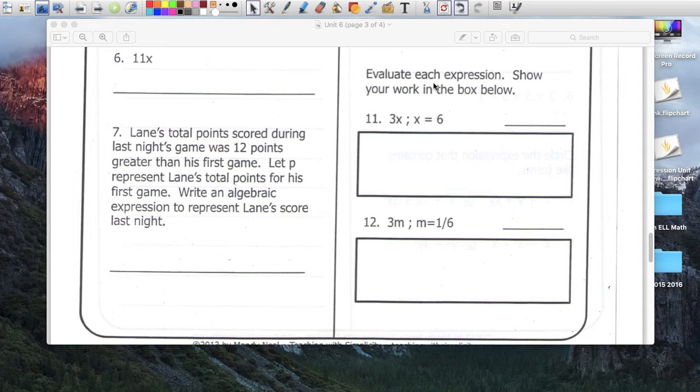Evaluate each expression. Okay, so the expression is 3x. 3 times x, and we know that x equals 6, so let's substitute, so it becomes 3 times 6, and the answer is 18. 3m, 3 times m, and m we're going to substitute with 1/6, so it becomes 3 times 1/6. So how do we multiply a whole number with a fraction? We can change this whole number to a fraction, making it 3 over 1. And multiply, numerator times numerator is 3. 1 times 6 is 6. 3/6, we can leave it as 3/6. If they ask you to simplify, you can obviously write a half.